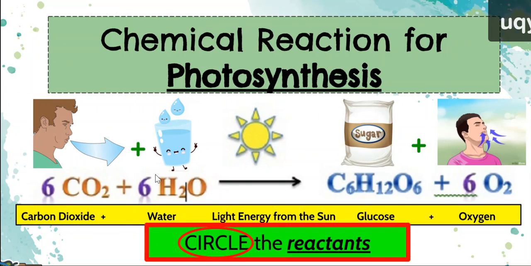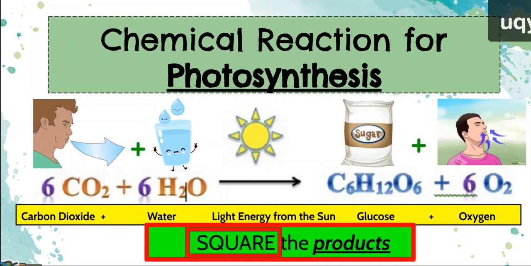So, take a look at this equation. Where would you find the reactants? On the left or the right? If you said the left, you'd be correct. The left side of a math problem or a science equation is where you'll find the things you're putting in. So for example, in photosynthesis, the reactants are carbon dioxide, water, and sunlight.